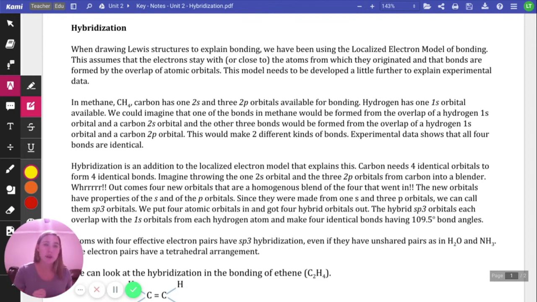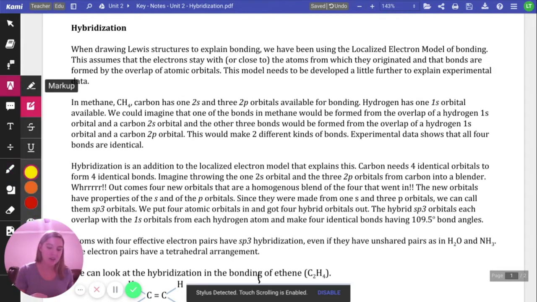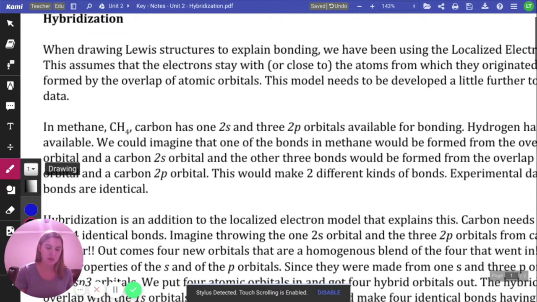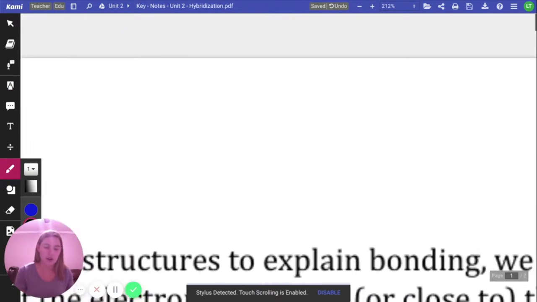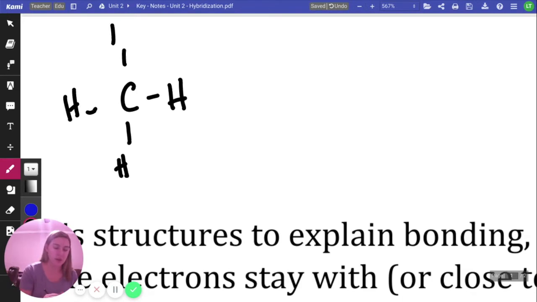We're going to start by talking about methane, and methane is CH4. That is one carbon with 4 hydrogens bonded to it. So if I was going to draw this structure, obviously it looks like this, with carbon and 4 hydrogens bonded around it.